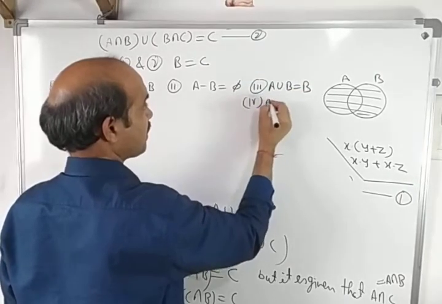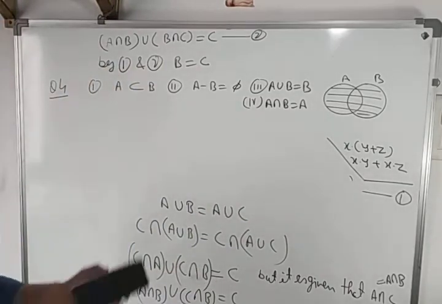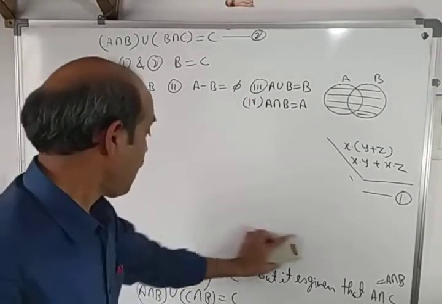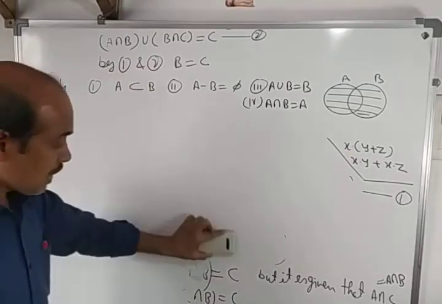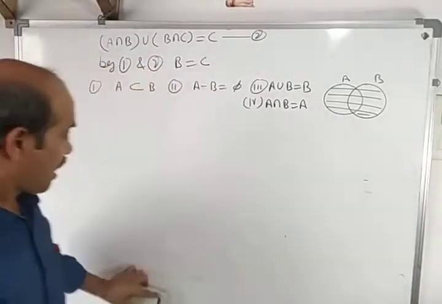And fourth is A intersection B is A. And they are asking to prove all are conveying the same meaning. Means all 4 are similar to each other.